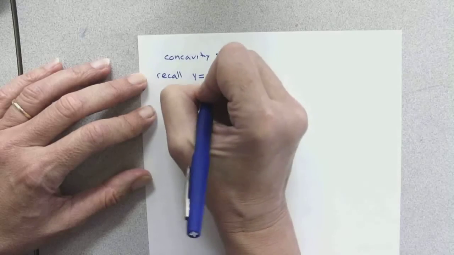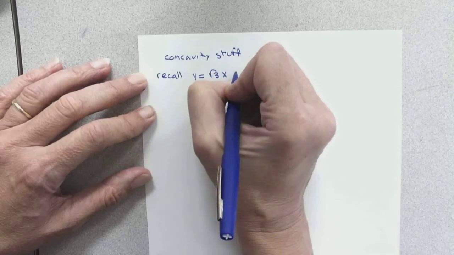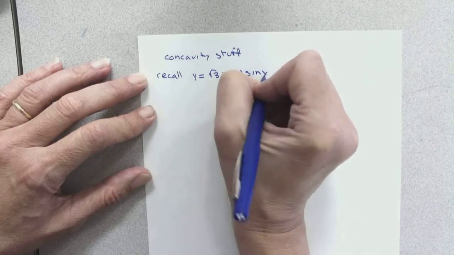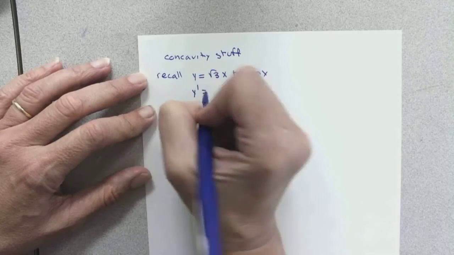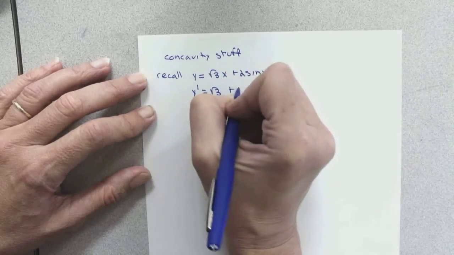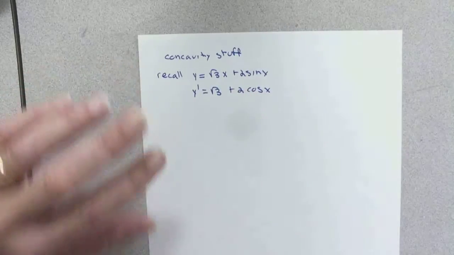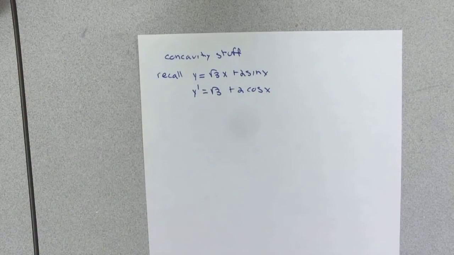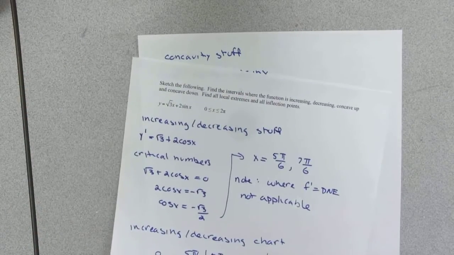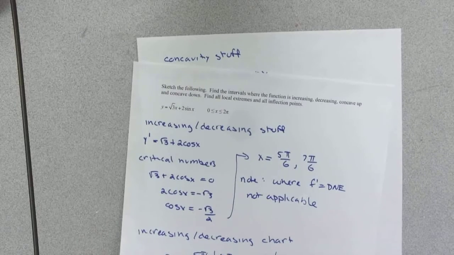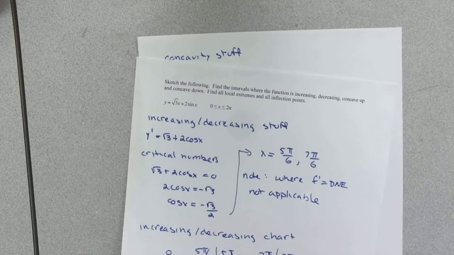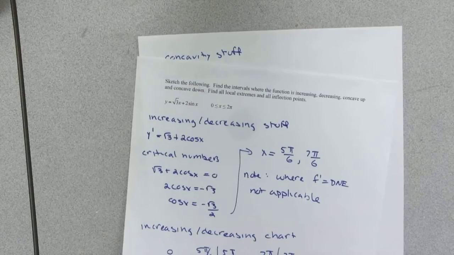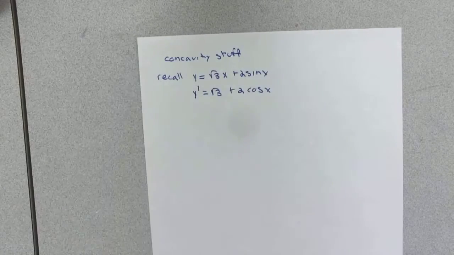that y was equal to the square root of 3 x plus 2 sine x. Then we found that y prime was square root of 3 plus 2 cosine x. And I didn't say it before, but be sure you check your derivatives twice. If you get that first derivative wrong, everything else is going to be wrong, but that looks good.